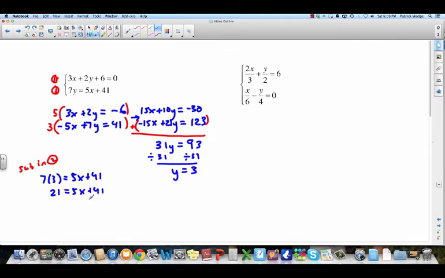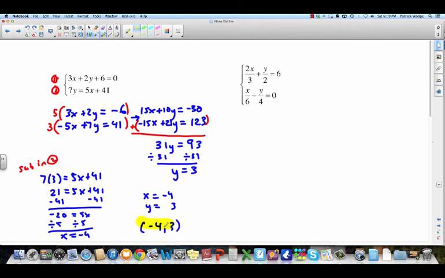Got to get the 5x by itself, so let's subtract 41, subtract 41. So negative 20 equals 5x. Then divide by 5, divide by 5. You get x equals, negative 20 divided by 5 is negative 4. Your answer is negative 4 and y equals 3. Or you could just write it as negative 4, 3. I'll leave you to check that one yourself, but I do promise you that it does work.